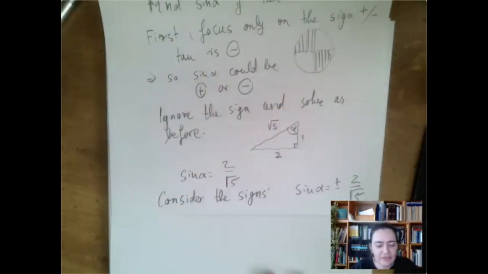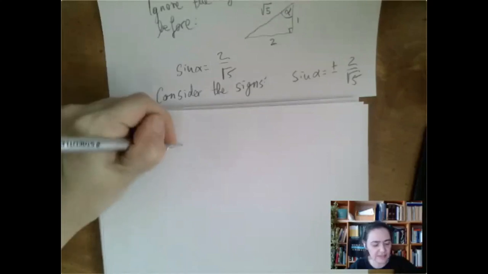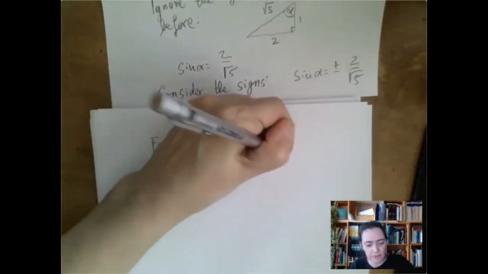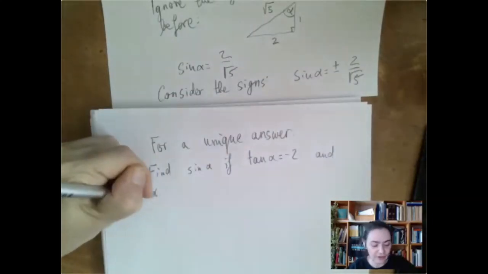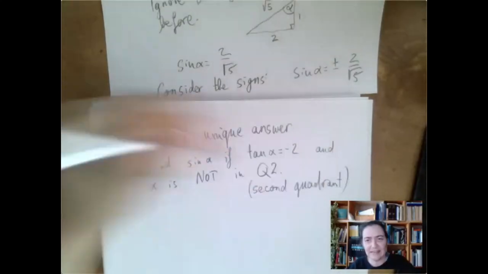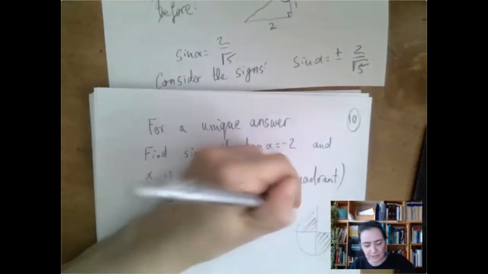Now, if you want the answer to be unique, you're going to look for something like alpha is not in the fourth quadrant. It's a little bit lame. It's basically going to rule out one of the two possibilities. So for a unique answer, find sine alpha if tangent alpha equals -2 and alpha is not in the second quadrant. This is the second quadrant. Then it was a not very sophisticated way to rule out quadrant 2.